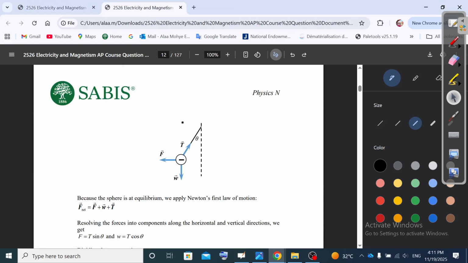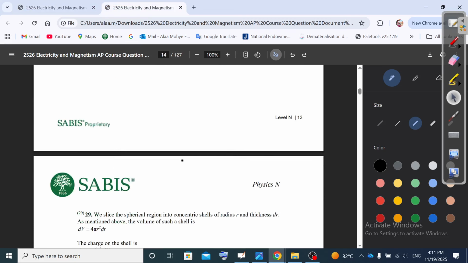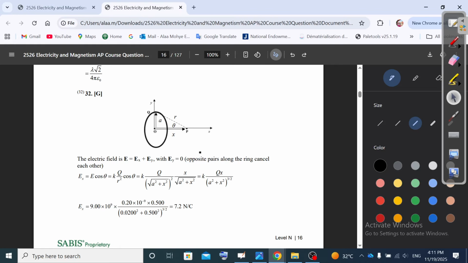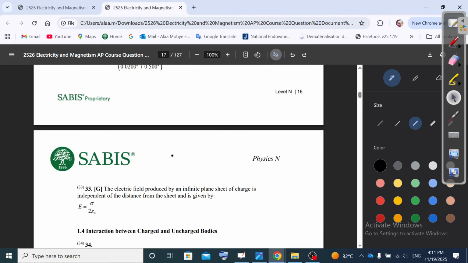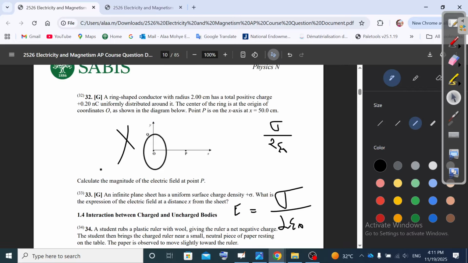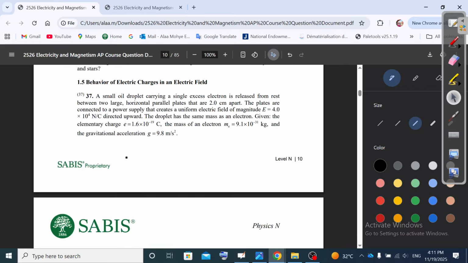For question 32, if you want to check it out, you can check it out on your own. I doubt it's gonna come. It's not that hard, but I doubt it's gonna come. So obviously this is sigma over 2 epsilon naught. You need to know this because it is coming. It is gonna come. It's a grid.